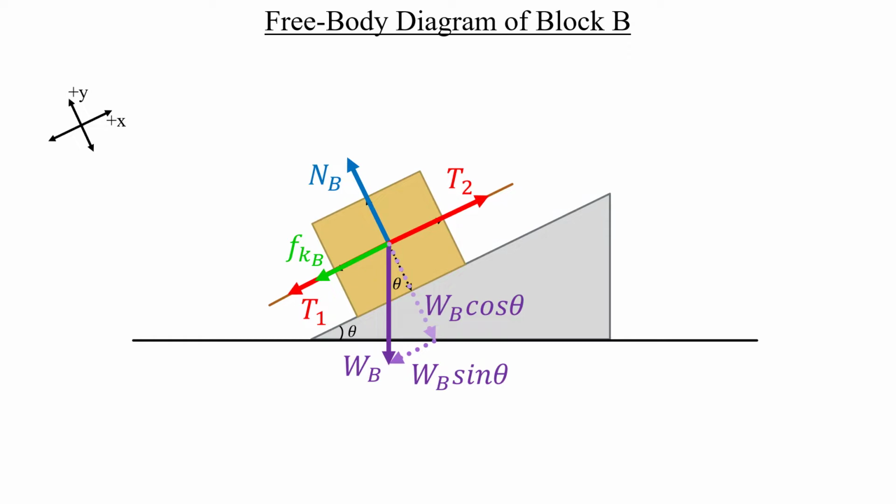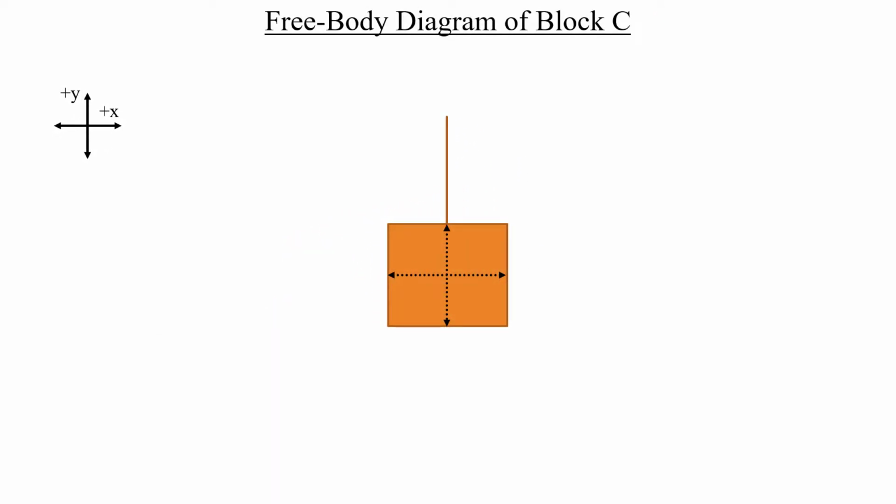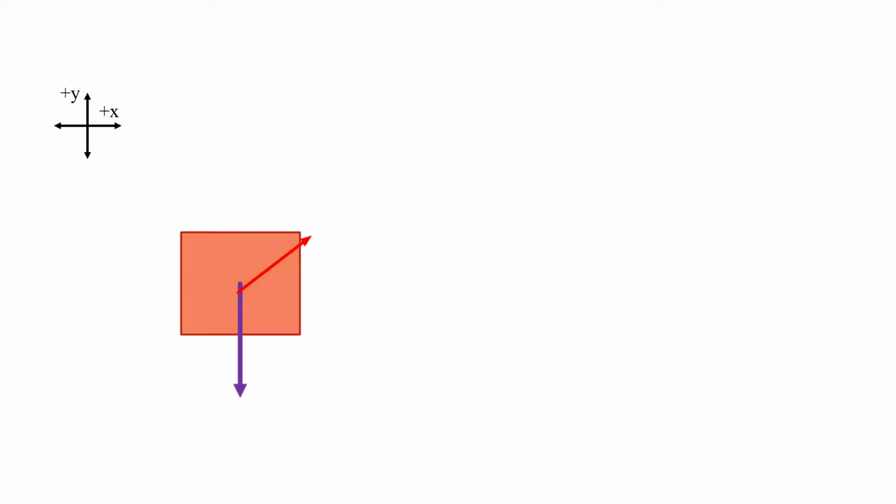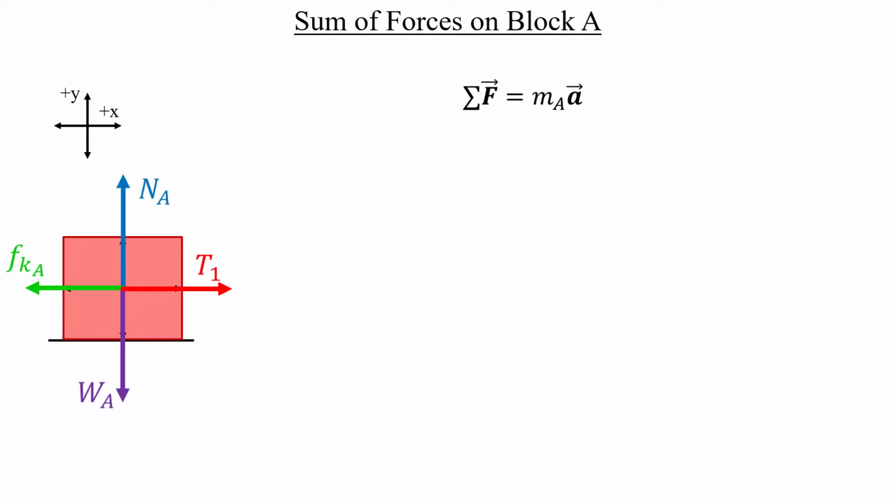Before we move on to part B, let's also create a free body diagram of block C for the sake of completion. It's incredibly easy, since this block only moves up and down. The weight will point downward, as you would expect, and since the tension pulls on the top side of the block, we'll also include an upward T2 tension vector. And that's it. On to the sum of forces analysis, starting with block A. We have our vector equation of Newton's second law up at the top, and we'll start with the sum of forces in the x direction.